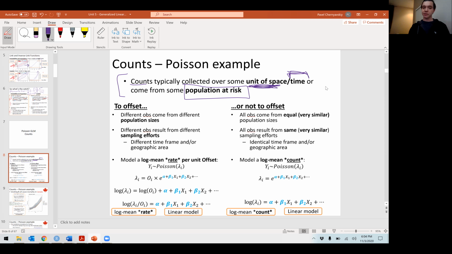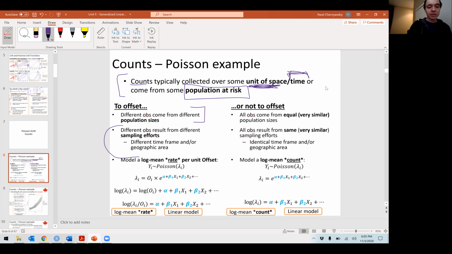Now, there are counts that don't have population at risk, but then every observation implicitly has the same effort or the same population size from which it came. So the COVID example I gave, the United States and a particular county clearly have different population sizes. 20 new COVID cases in a county and 20 new COVID cases for the entire country mean very different things.